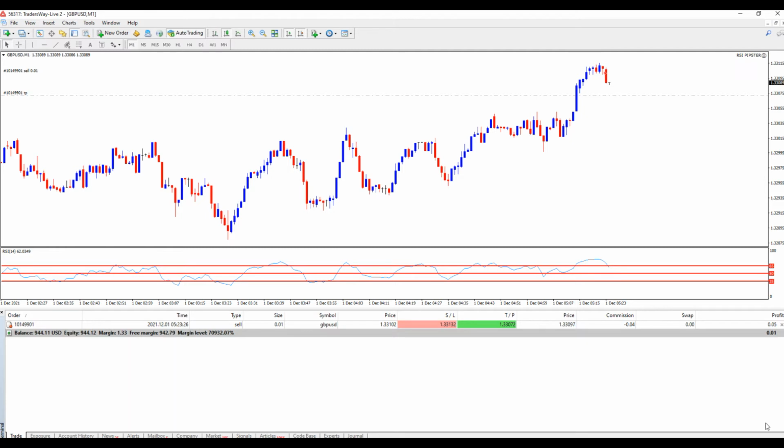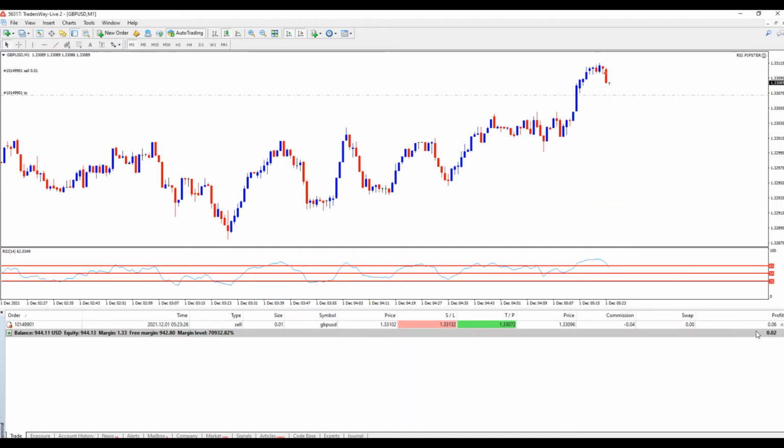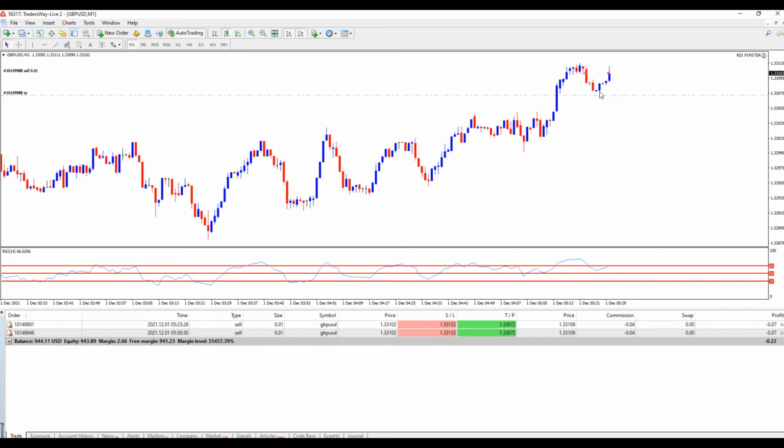And the time is now, just so you all know, it's 9:33 p.m. That's Central Standard Time, and November the 30th on a Tuesday. So I'm just showing you that because the market is not moving as fast as it would normally move on a 1 minute chart. And as we can see, the market itself is overall bullish.